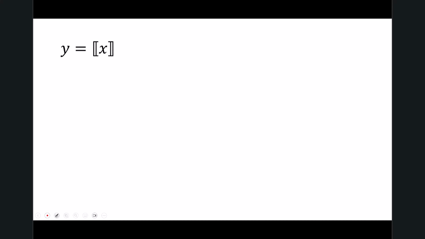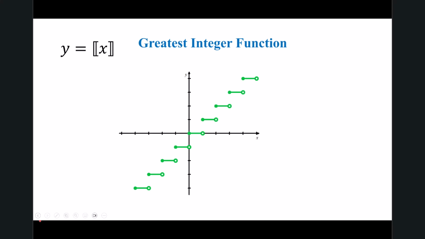This function is what we call the greatest integer function. So the definition of this function is whatever we substitute in for x, we're looking for the greatest integer that is less than or equal to x. So if I were to substitute in, let's say 1, if x was 1, then I would have y is the greatest integer less than or equal to 1. Well, 1 is less than or equal to 1, so I have a point at (1, 1).